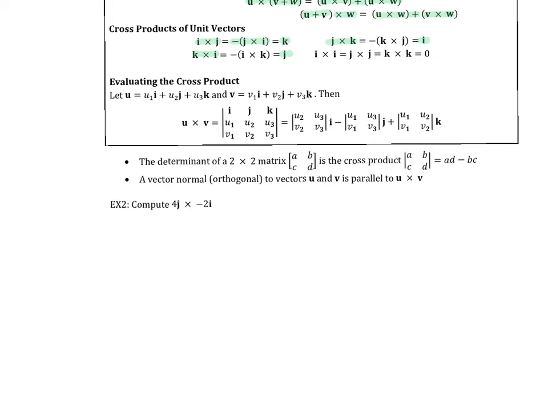Now, anytime you cross a vector with itself, you're going to get 0. And that should be the 0 vector, not the number 0. Sorry, that wasn't bolded. Maybe I'll just make it bolded. We'll pretend like that's the 0 vector.